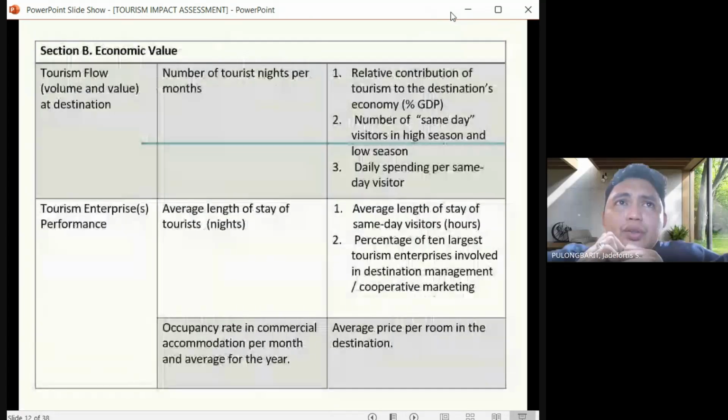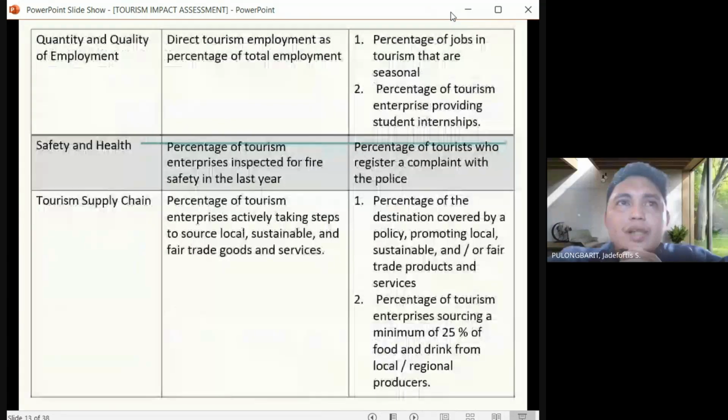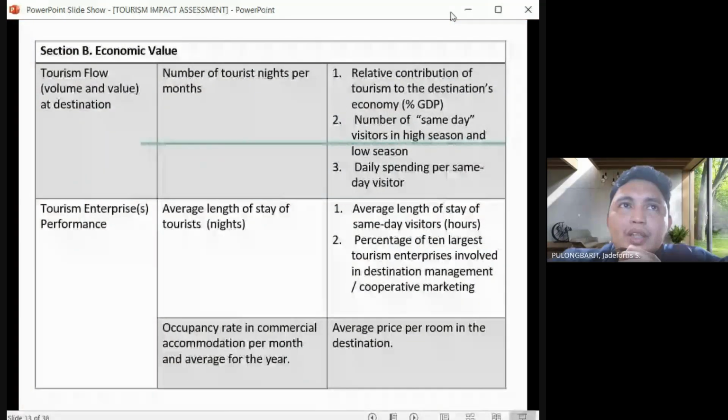Another section, economic value, with the criteria of tourism flow, tourism enterprise performance, quantity and quality of employment, safety and health, and tourism supply chain. Okay, so in tourism flow, that is the volume and value at destination, to know the number of tourist nights per month. In one month, they check the number of tourist nights per month, how many per night. How many tourists stay per night in a month.